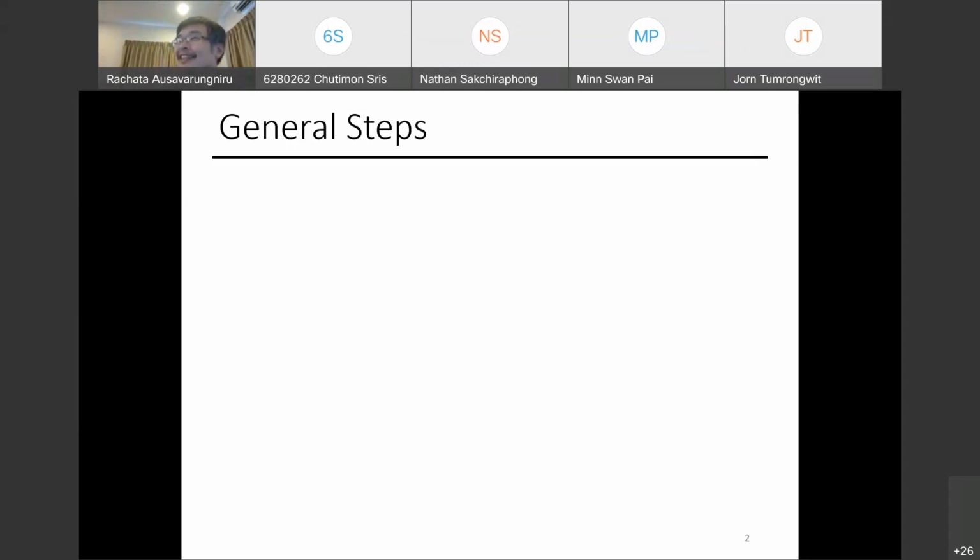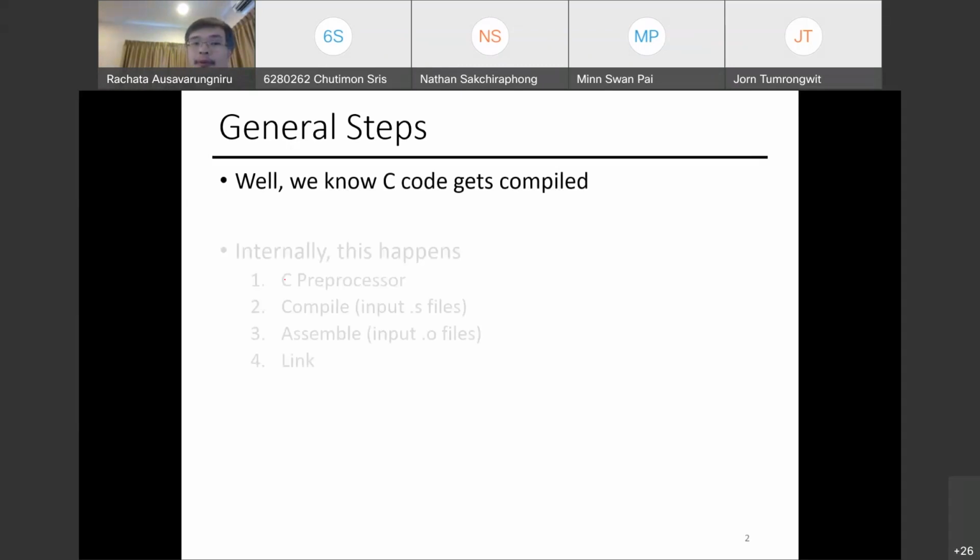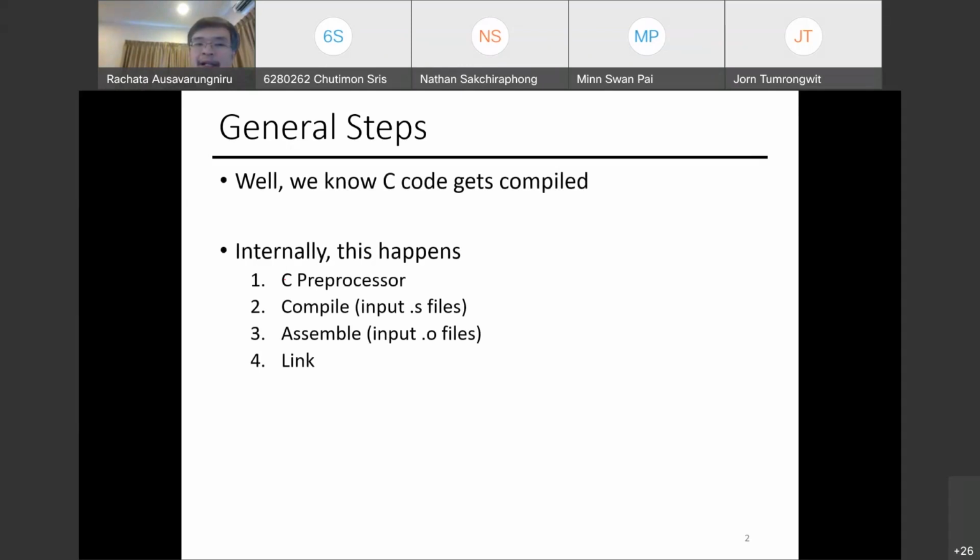So you run some function that someone already implemented before, right? And it performs that function. So we know how C code gets compiled, right? You run the command gcc and you compile your program. But internally, these are some of the steps that happen.